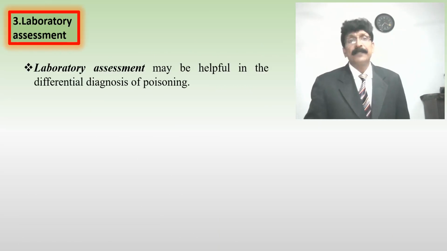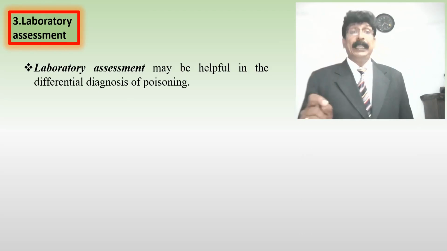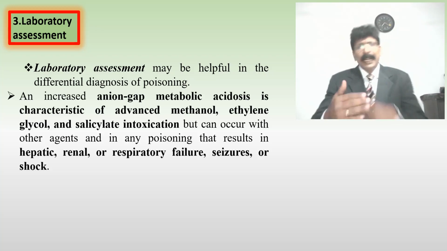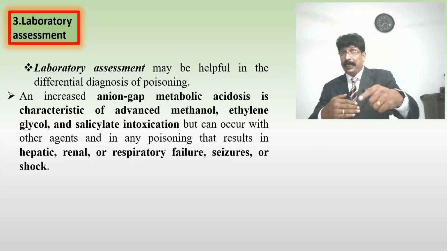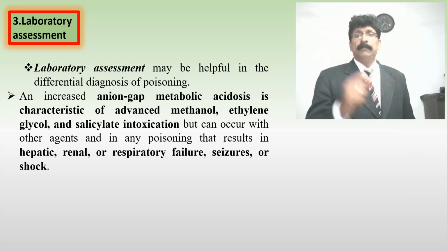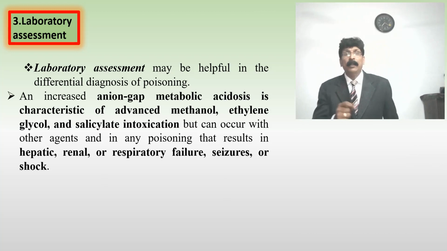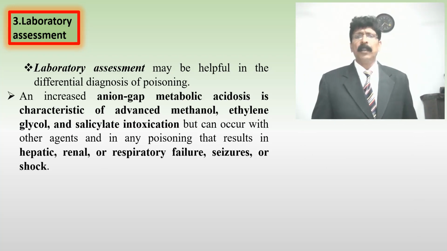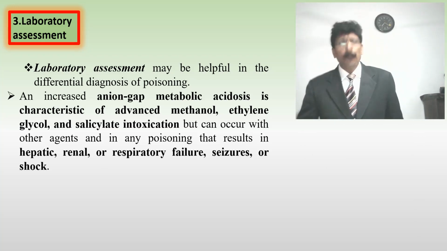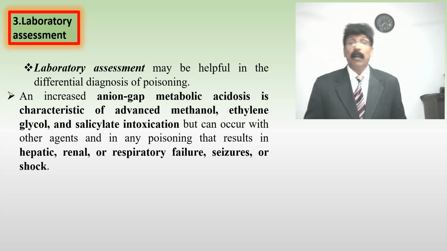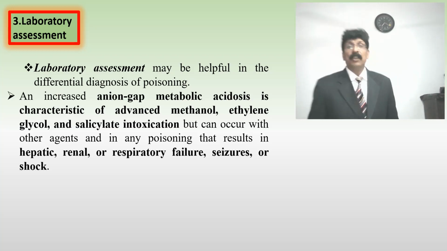Laboratory assessment. Laboratory assessment may be helpful in the differential diagnosis of poisoning. An increased anion gap metabolic acidosis is characteristic of advanced methanol, ethylene glycol and salicylate intoxication, but can occur with other agents in any poisoning that results in hepatic, renal or respiratory failure, seizures or shock.